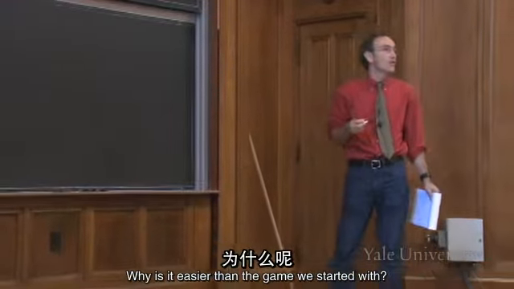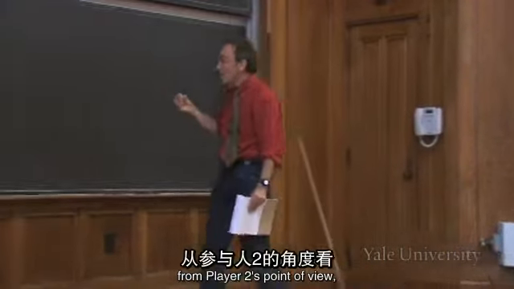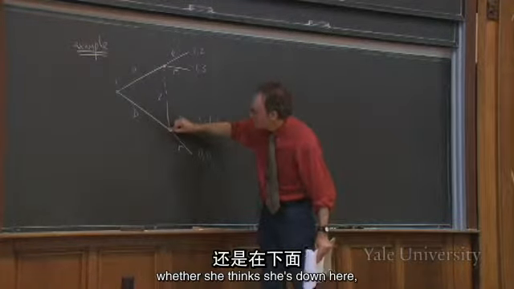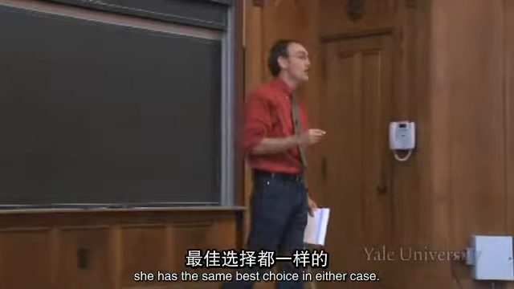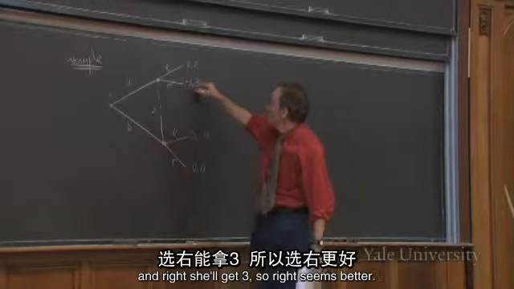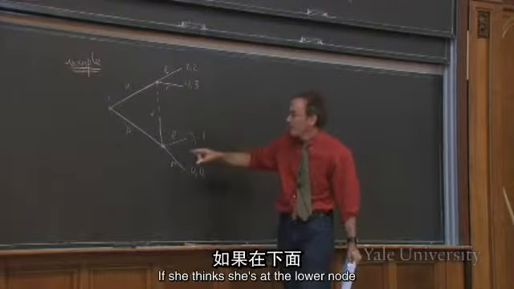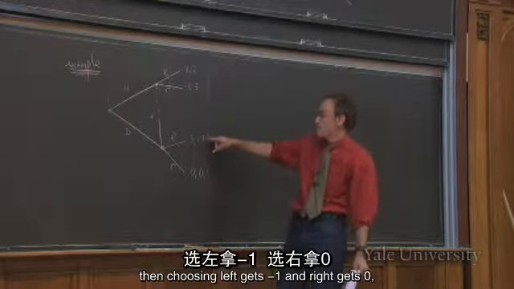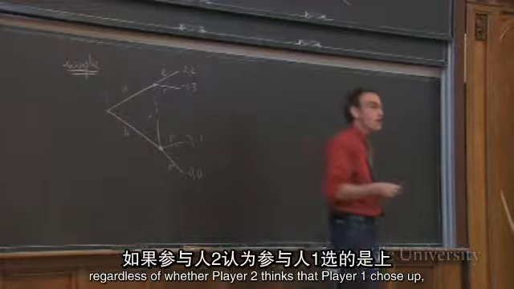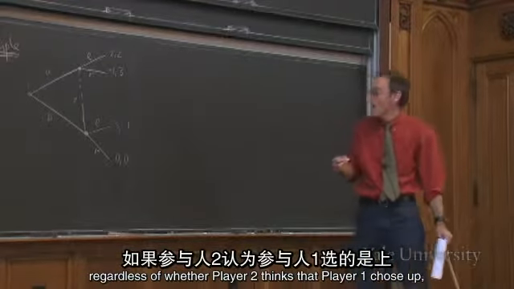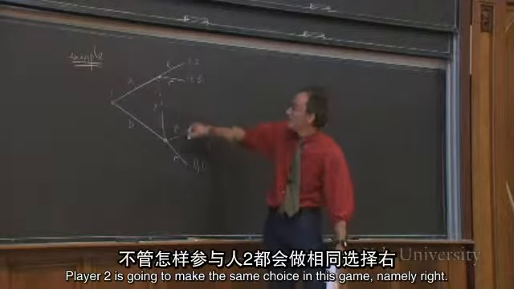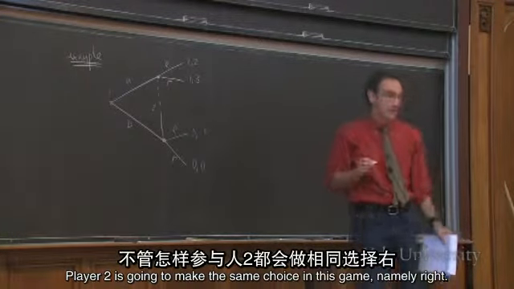Why is it easier than the game we started with? It's easier because from player 2's point of view, whether she thinks she's up here or whether she thinks she's down here, she has the same best choice in either case. If she thinks she's at the upper node, then by choosing left she'll get 2 and right she'll get 3, so right seems better. If she thinks she's at the lower node, then choosing left gets minus 1 and right gets 0, so once again right is better. So in fact in this particular game, regardless of whether player 2 thinks that player 1 chose up and hence she's at the upper node, or whether player 2 thinks that player 1 chose down and hence she's at the lower node, player 2 is going to make the same choice, namely right.